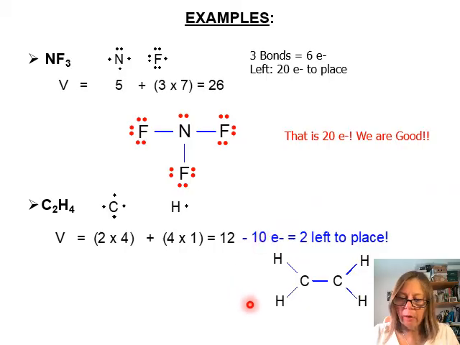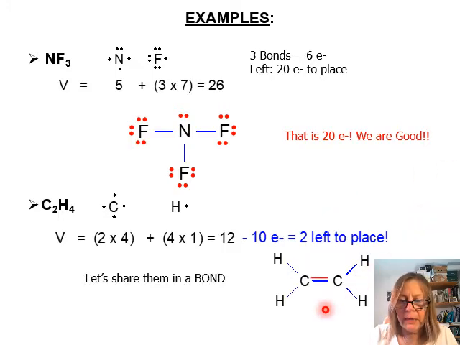We draw a skeleton where we connect the 2 carbons because we know that hydrogen can only have 1 bond. So we draw this molecule with the 2 carbons connected to one another and the 4 hydrogens around. Then we have 2, 4, 6, 8, 10 electrons. So we have 2 electrons left to place.